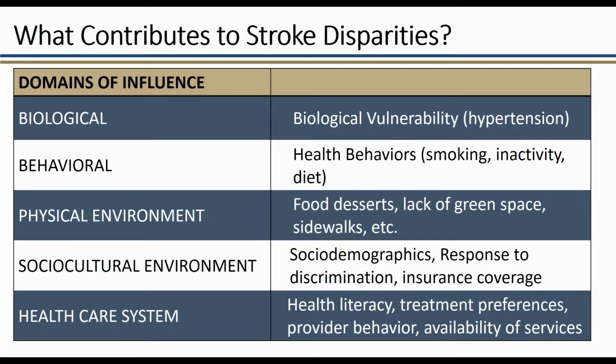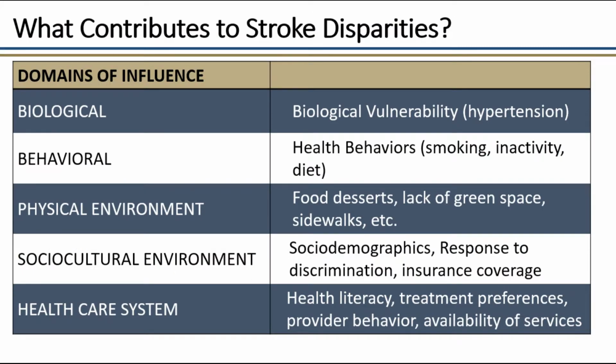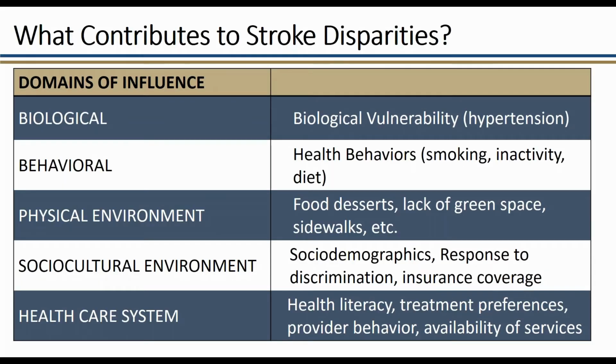So the question that's probably coming up and that many people ask is what contributes to these stroke disparities? So if we think about health, what contributes to the disparities in actually having a stroke or being at risk for it? We know that there's some biological factors that contribute. So there's biological vulnerability, like African Americans are more likely to have hypertension. For women, the biological components are hormones and menopause and all that can have some impact.